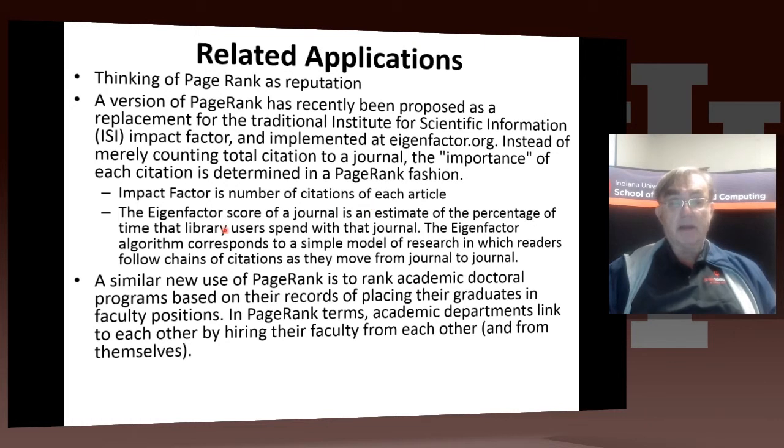In the case of eigenfactor, it competes with a simpler concept, the impact factor. The impact factor of a journal is the average number of citations that every article in the journal gets. That's a much simpler concept, and that's actually what people tend to use. But maybe eigenfactor is better.